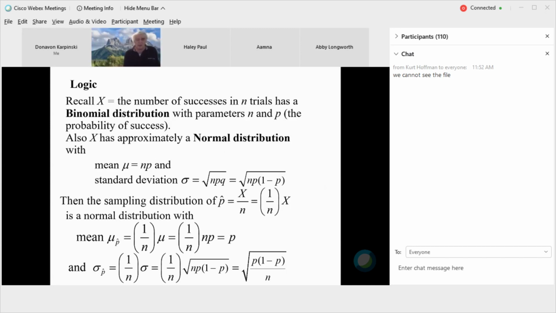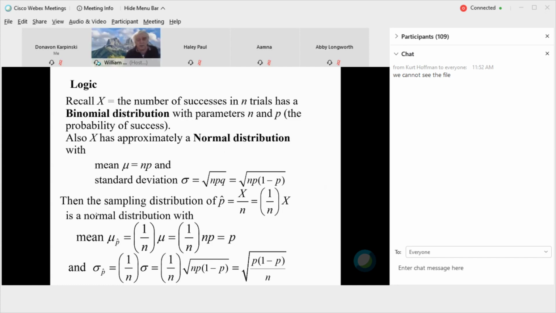Recall the logic behind this conclusion. X, the number of successes in n trials, has a binomial distribution with parameters n and p. For n large, X has approximately a normal distribution with mu equal to n times p and sigma equal to the square root of n times p times q, that is, the square root of n times p times 1 minus p. The sample proportion is just 1 over n times X.